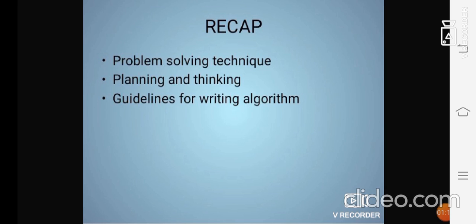We have 2 chapters left for this term, chapter 6 and 7. So these 2 chapters are left for this term. That's why I'm revising this chapter again and again so that you'll be thorough completely in both the chapters.